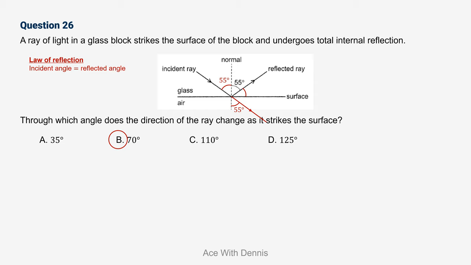Next we want to get this angle. Since the normal is perpendicular to the surface, to calculate this angle it will be 90 degrees minus 55 degrees, which gives us 35 degrees. Similarly, this angle can also be calculated by 90 degrees minus 55 degrees, which gives us 35 degrees. Now, since there is a surface between the glass and the air, the incident ray will be reflected into the reflected ray. So this is the angle where the ray changed direction. This angle is 35 degrees plus 35 degrees, which gives us 70 degrees.